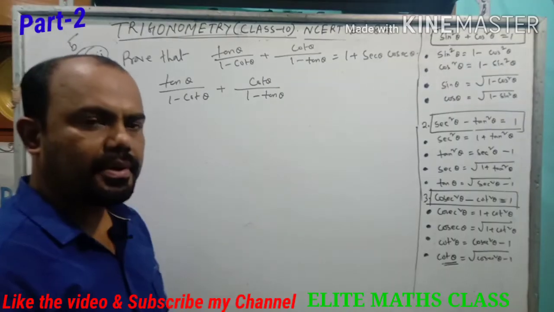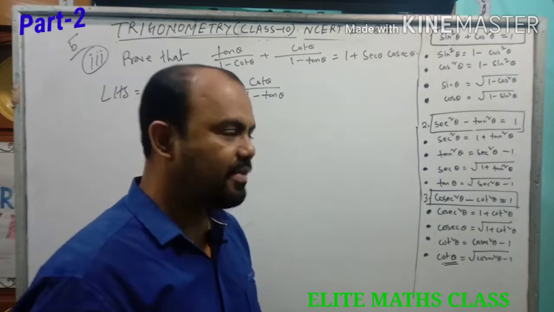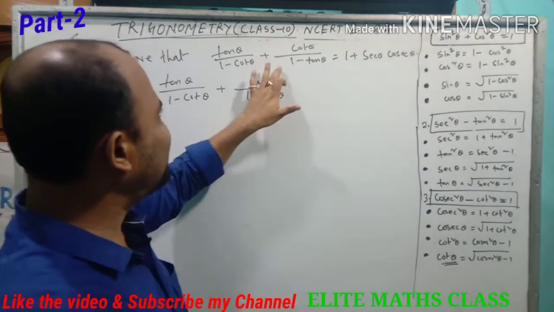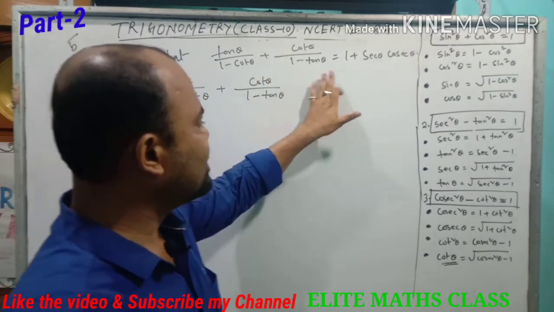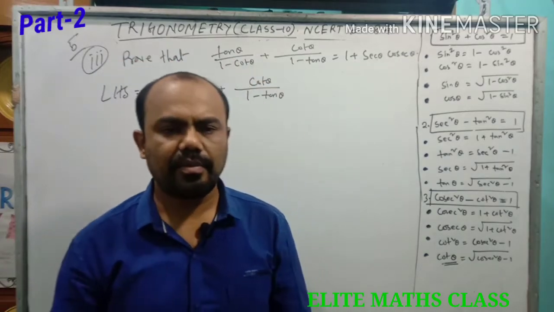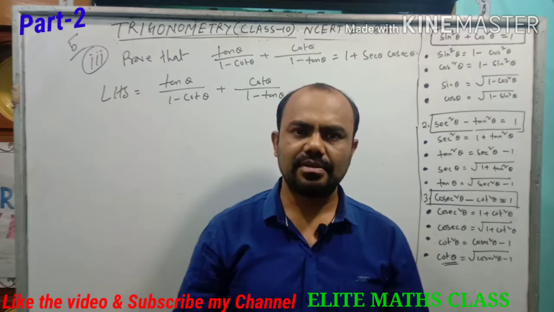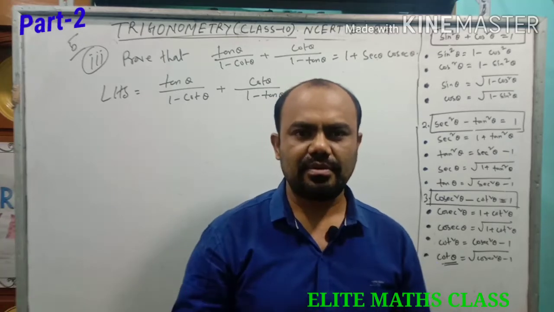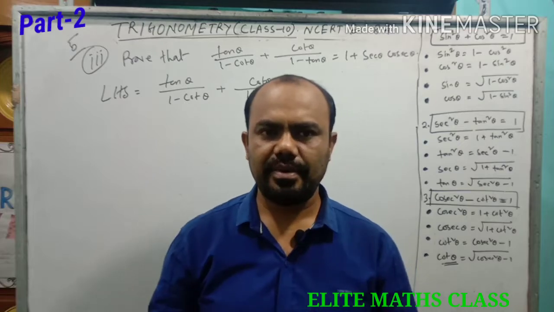This is question number 3 of number 5. See here the question is prove that tan theta by 1 minus cot theta plus cot theta by 1 minus tan theta equal to 1 plus sec theta cosec theta. In most of the problems you will find that the LHS will be a large expression, and in the RHS part it will be a smaller expression.